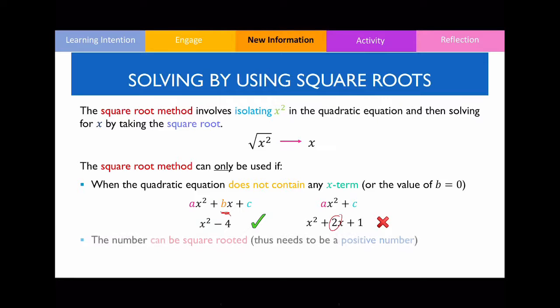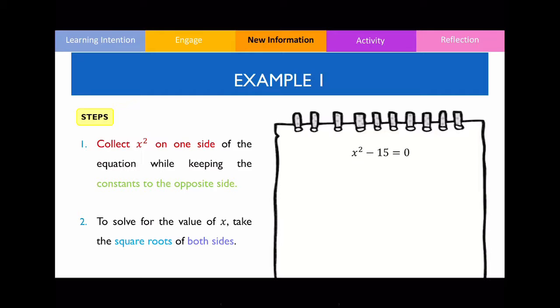And the second condition is that the number must be able to be square rooted, if that's even a word, okay? And we know that only positive numbers can be square rooted. So if you put this onto the calculator, you can square root 8. However, you can't square root any negative numbers. In this example, negative 16, you cannot do. So let's look at a couple of examples.